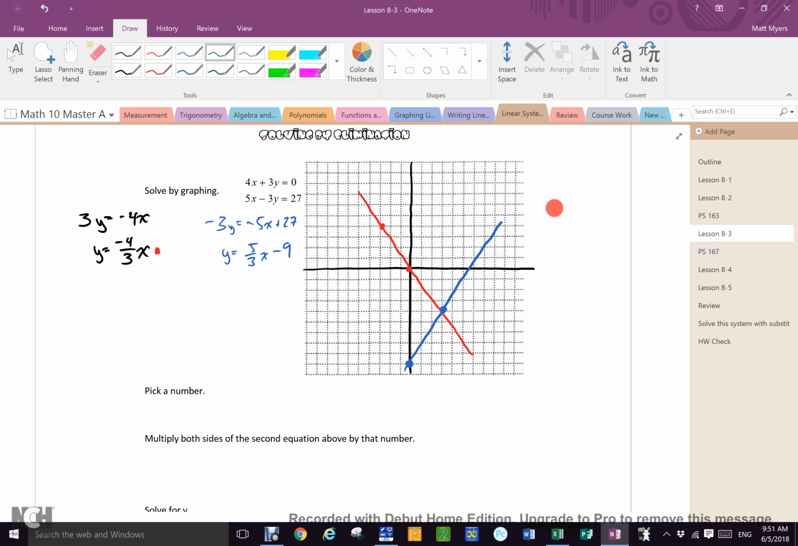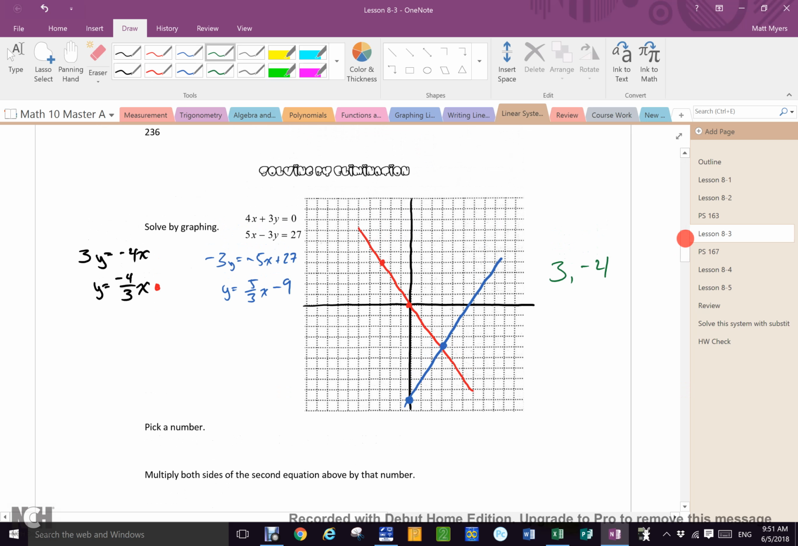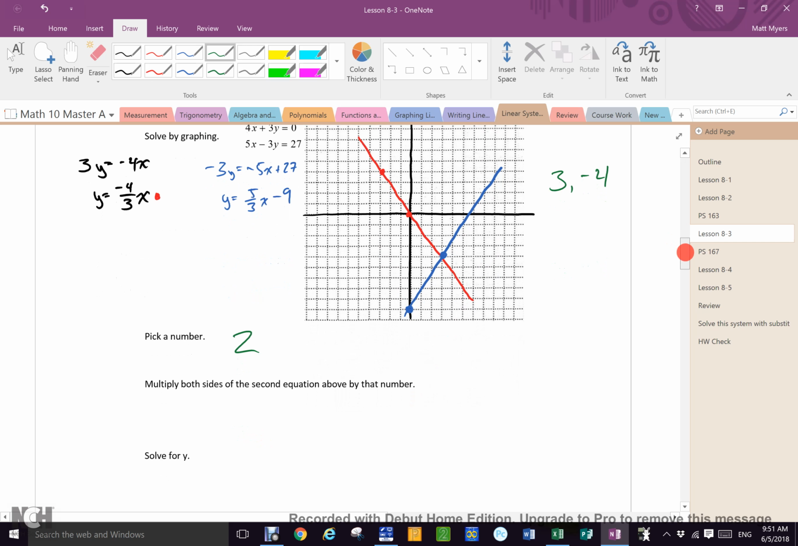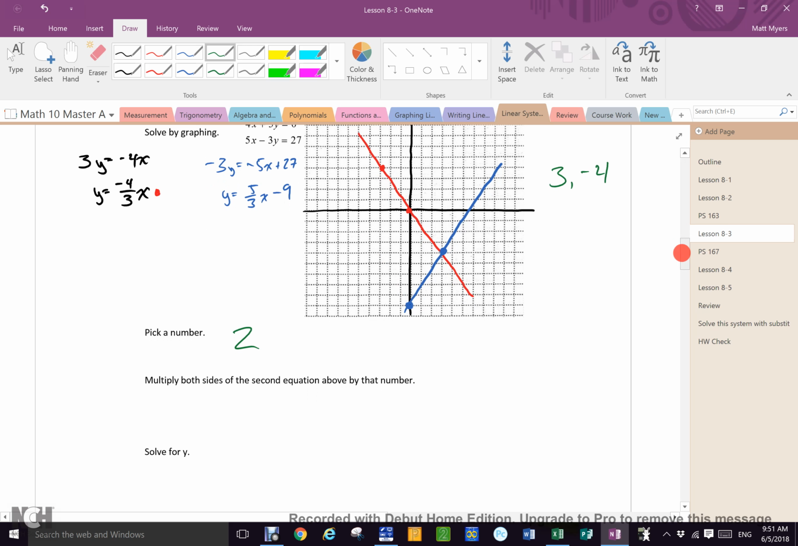I don't care. 3, -4. Pick a number. No one's going to bother doing it, so I'm just going to do it. I'm picking 2. In a class where kids did something, I would get you to do this by yourself, but I'm just going to do it.